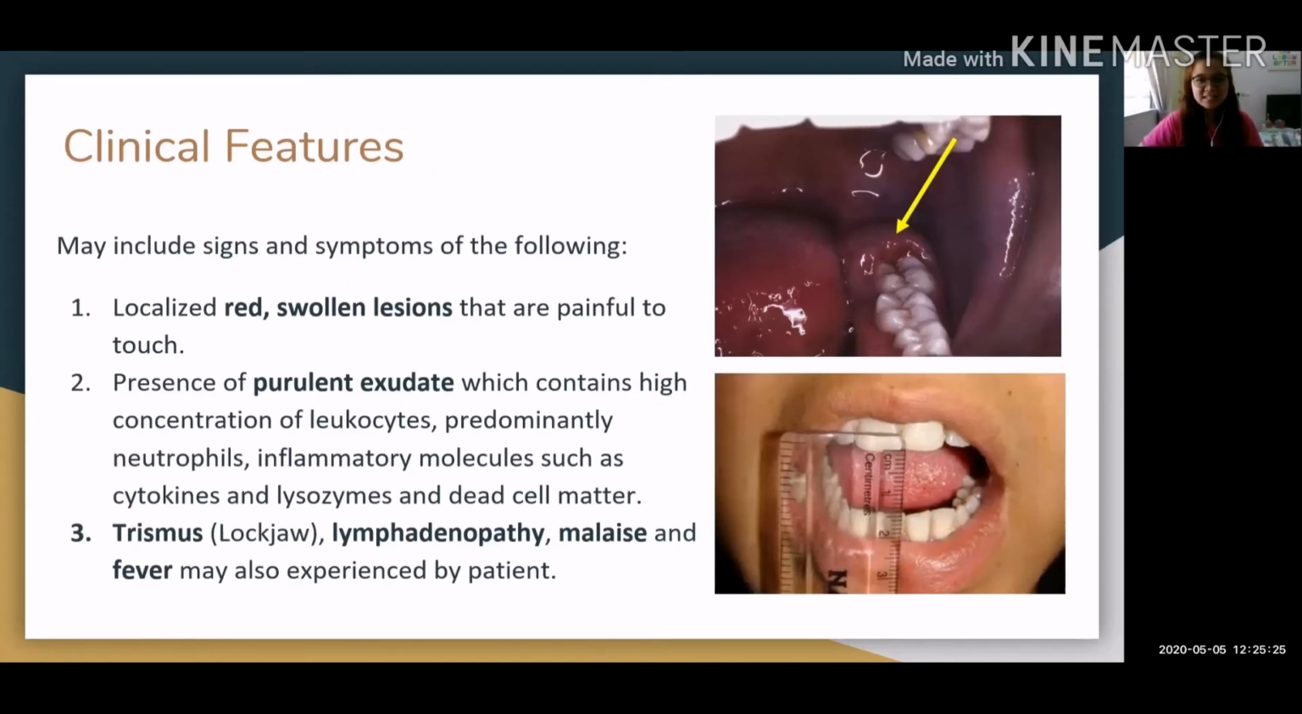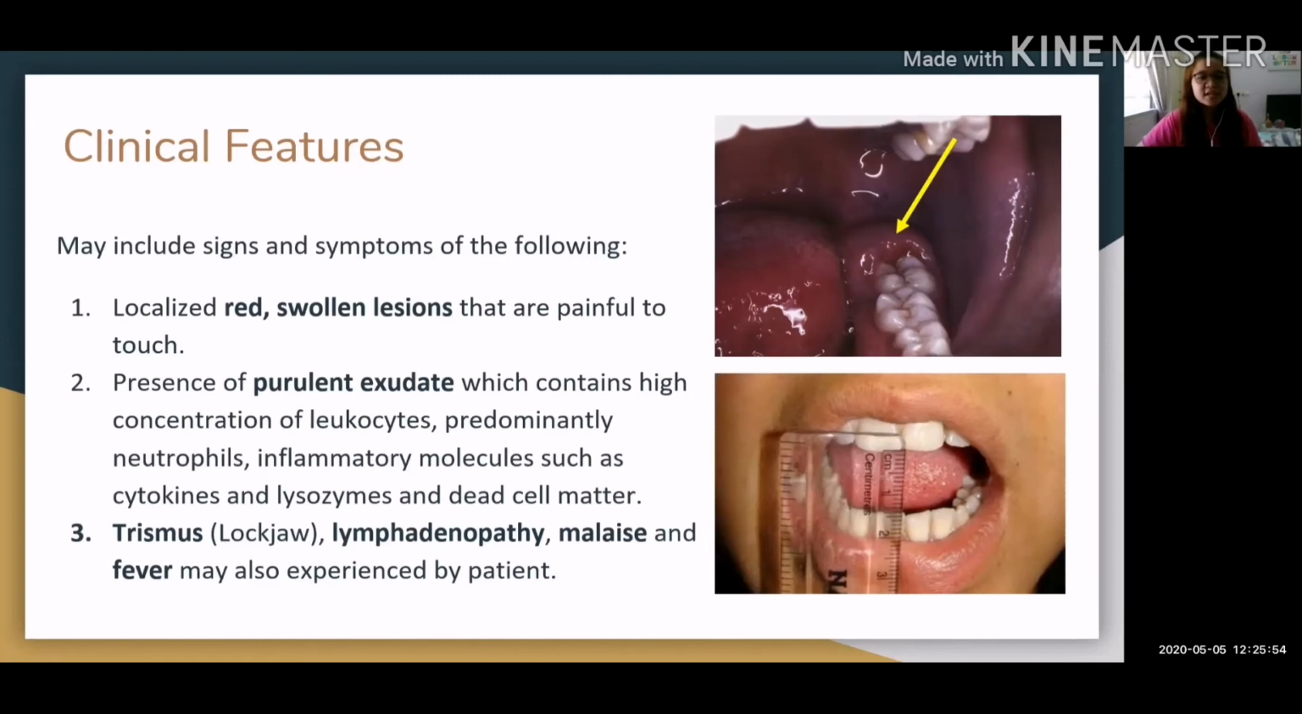Red and swollen lesions occur in the area of inflammation that are painful to touch. Besides, the presence of purulent exudate, or formation of a pus fluid sac, which contains a high concentration of leukocytes, mainly neutrophils, inflammatory molecules such as cytokines and lysozymes, and also dead cell matter, is present in that area.